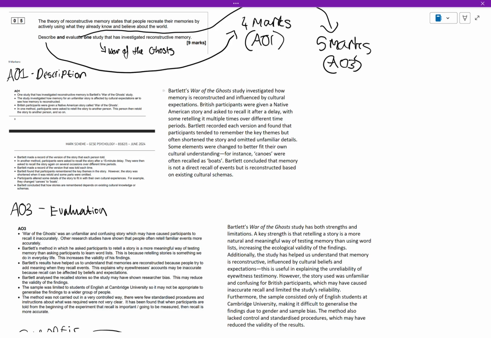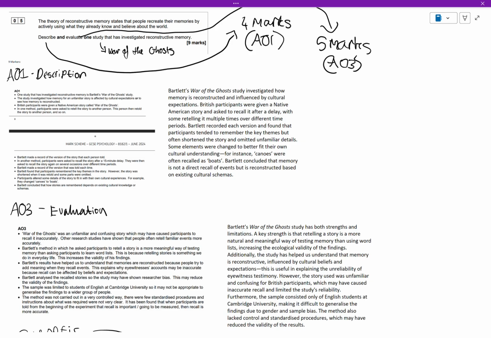Bartlett recorded each version and found that participants tended to remember the key themes, but often shortened the story and omitted unfamiliar details. Some elements were changed to better fit their own cultural understanding. For instance, canoes were often recalled as boats. Bartlett concluded that memory is not a direct recall of events, but is reconstructed based on existing cultural schemas.